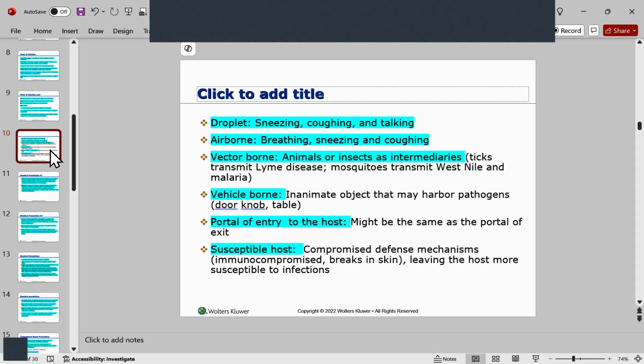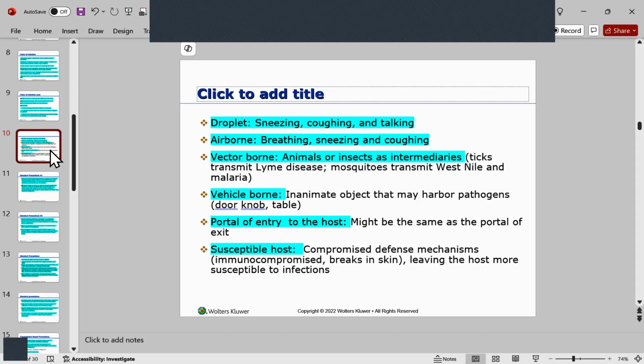And then once that portal of exit happens and that pathogen leaves the reservoir through one of those portals, it's got to get into the new host. Okay. So the portal of entry could be the same as the portal of exit. So in other words, if Johnny has the flu and he's within 3 feet of me and he's coughing up a lung, he is the reservoir for the pathogen, which is the influenza virus, which has a portal of exit from his respiratory tract and a portal of entry to my respiratory tract.